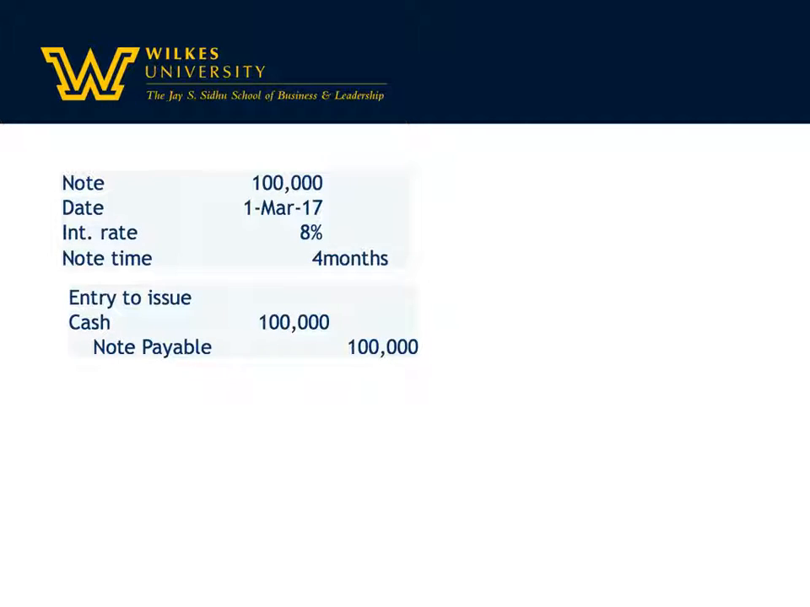The entry is simple. You're going to debit cash for the $100,000 received, and you're going to credit notes payable for the $100,000 that is owed.